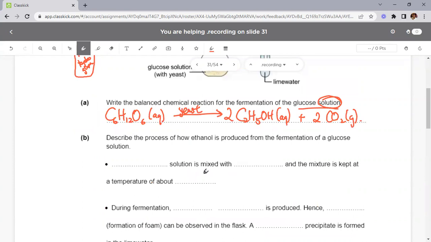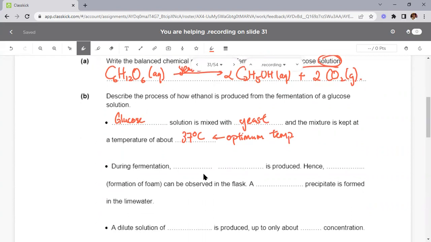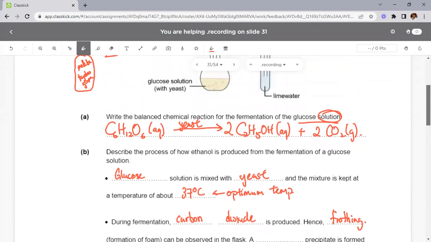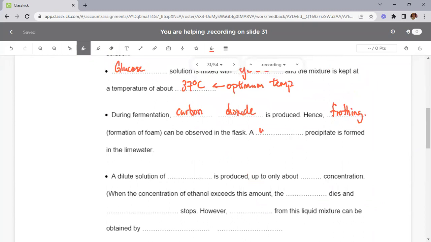So how exactly is the process of fermentation? What are the steps if I want to describe the whole fermentation process? So first, your glucose solution is mixed with yeast, like what you've seen in the diagram, and the mixture is kept at a temperature of about 37 degrees Celsius. This is the optimum temperature, for those of you doing bio, so you know the concept of optimum temperature. And during fermentation, carbon dioxide gas is produced. Hence, we will see frothing, a white foam at the top, which can be observed in the flask. And this carbon dioxide gas will go into the lime water, as indicated here, and we will see a white precipitate form, because carbon dioxide plus lime water gives a white precipitate.